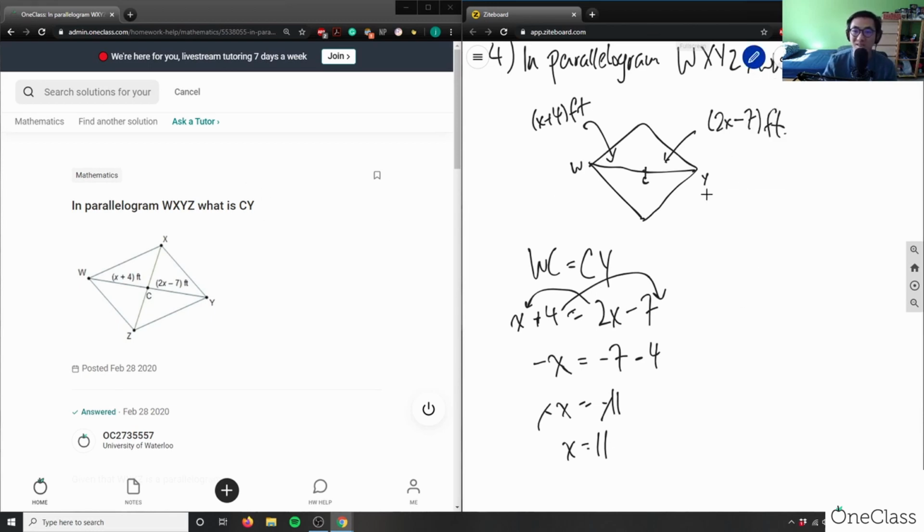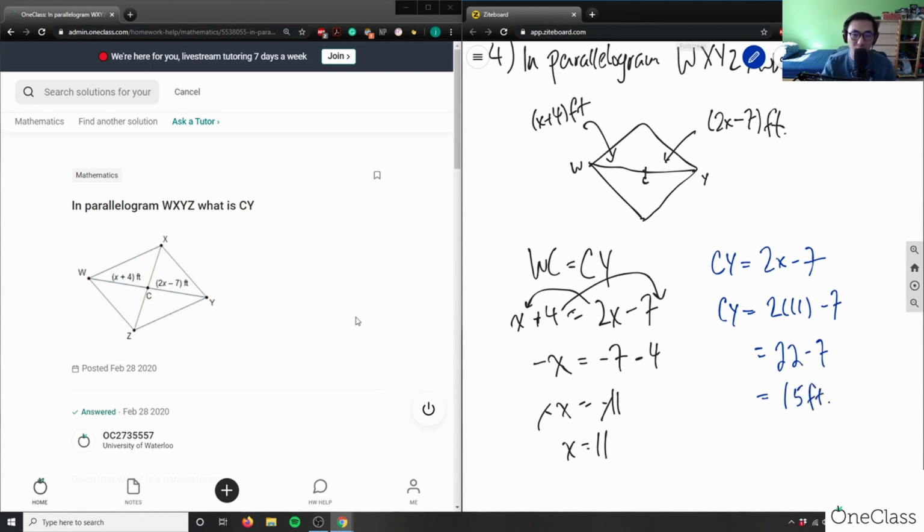What I can do is sub x equals 11 back into my equation for CY. So CY equals 2x minus 7, and then CY equals 2 times 11 minus 7. So 2 times 11 is 22, minus 7 equals 15. And this here is my correct answer for CY. What's CY? CY here is 15 feet.